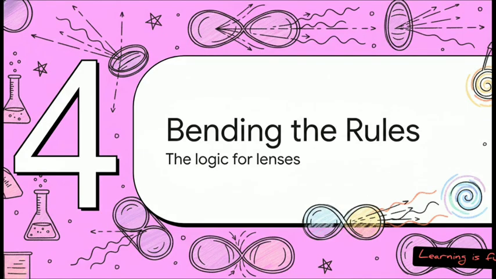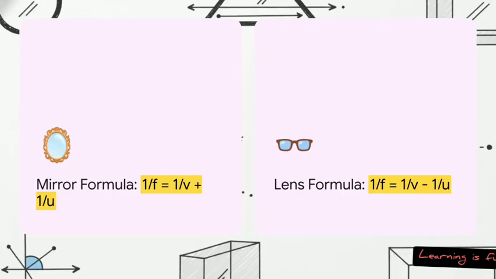Now, here's where things get really cool. This entire toolkit we've just built for mirrors, well, you can use almost the exact same logic for lenses, which bend light instead of reflecting it. Just look at them side by side. The lens formula on the right is almost identical to the mirror formula. The only, and I mean only, difference is that the plus sign becomes a minus sign.